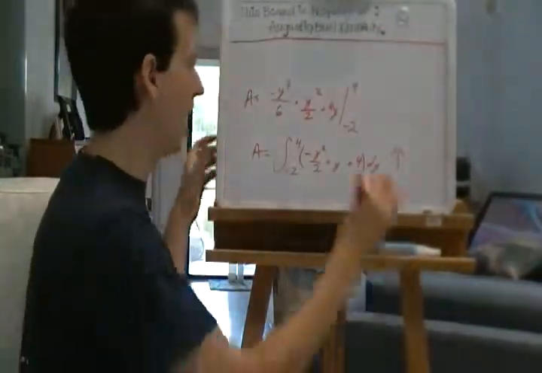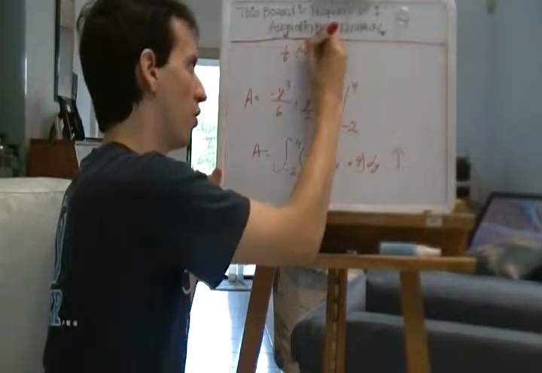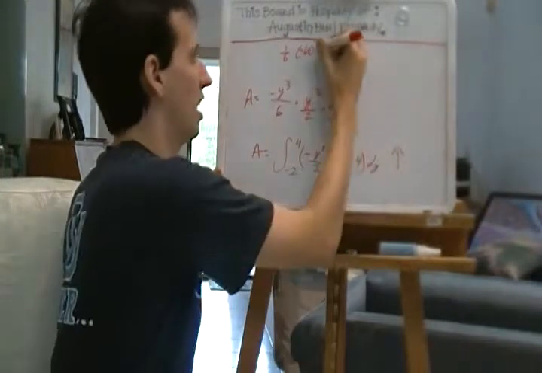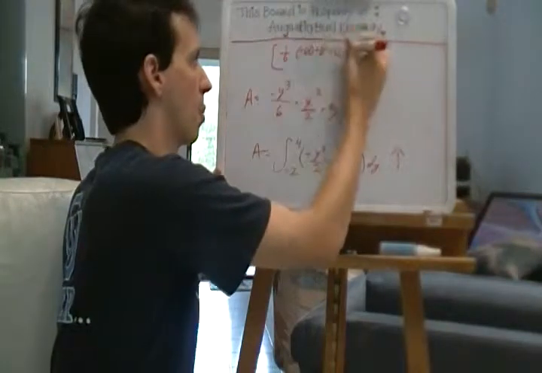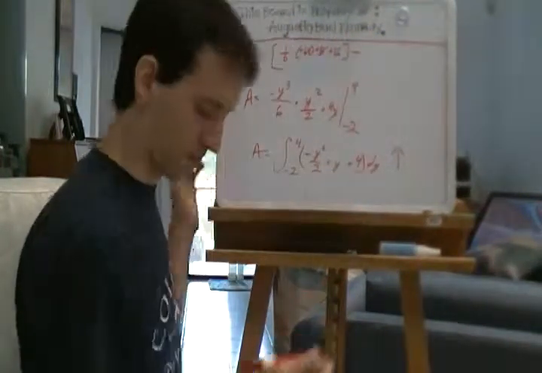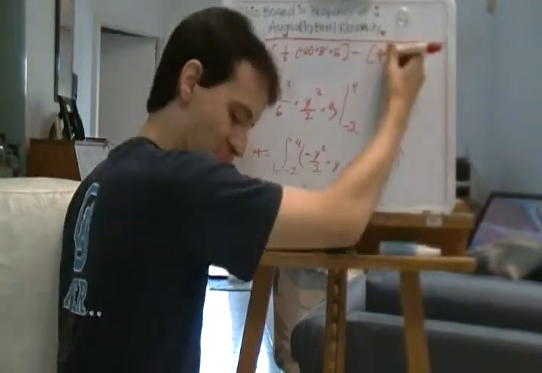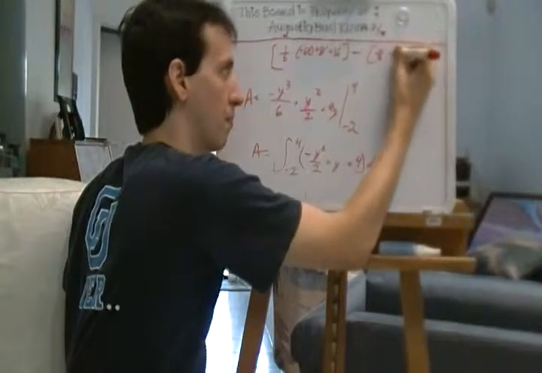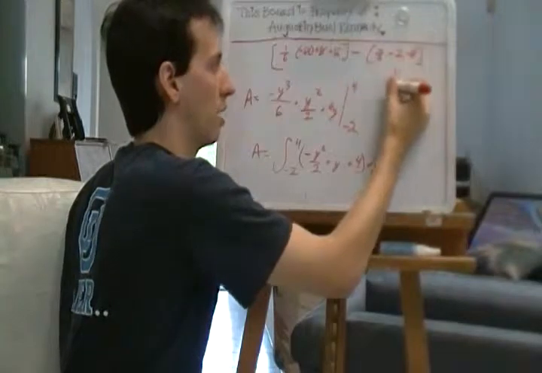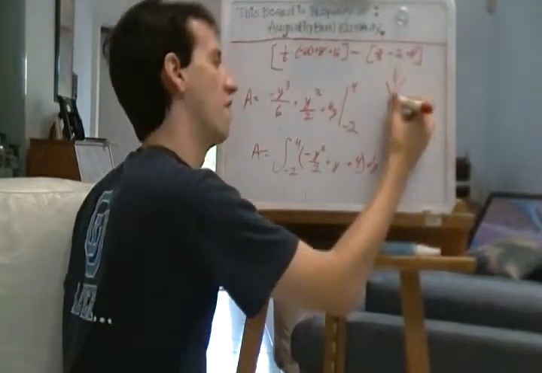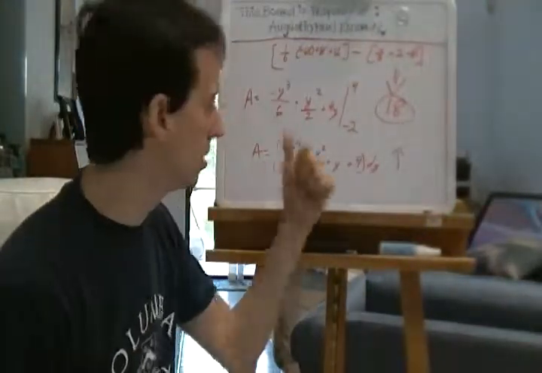And if we evaluate that, we'll get 1/6 times negative 64, plus 8, plus 16, minus 4/3, plus 2, minus 8, giving us a final answer of 18. So the area between those curves is 18.